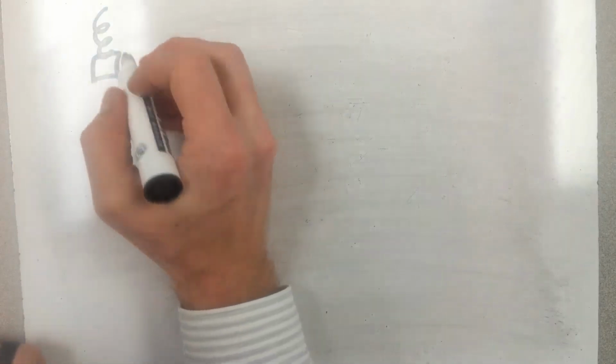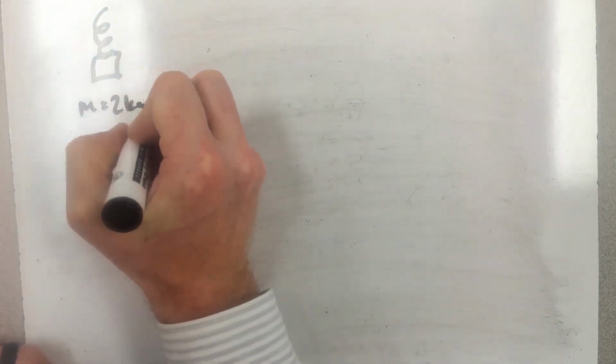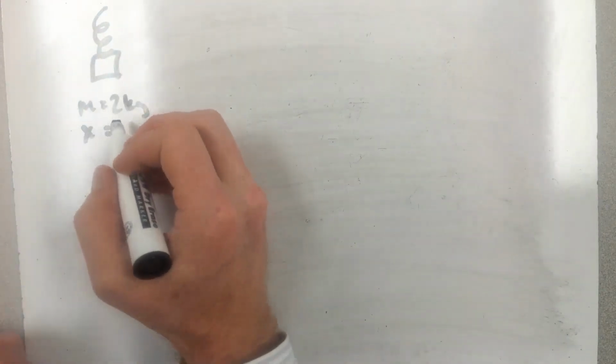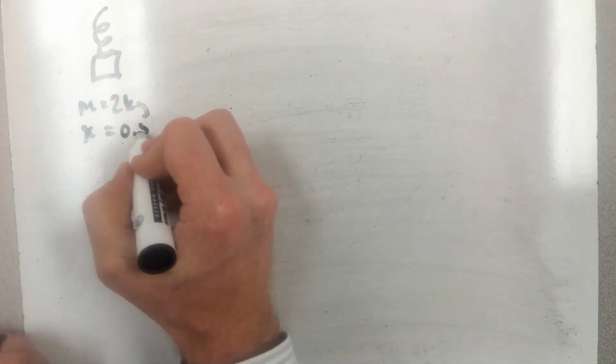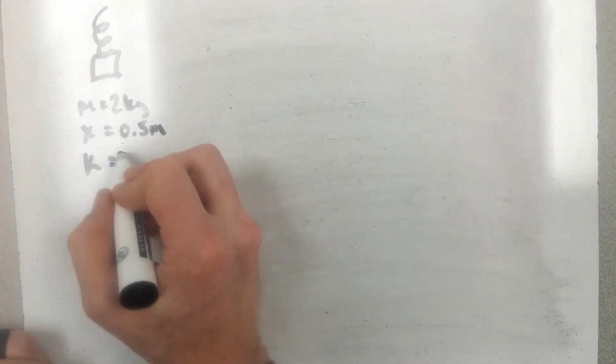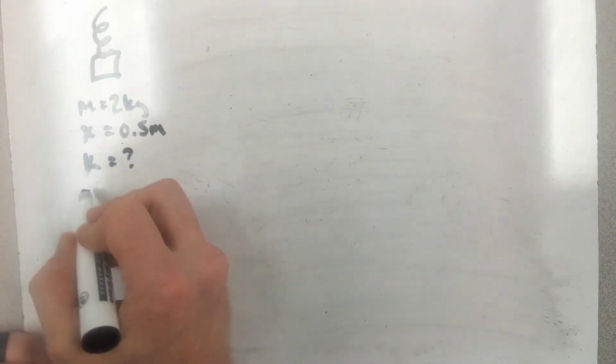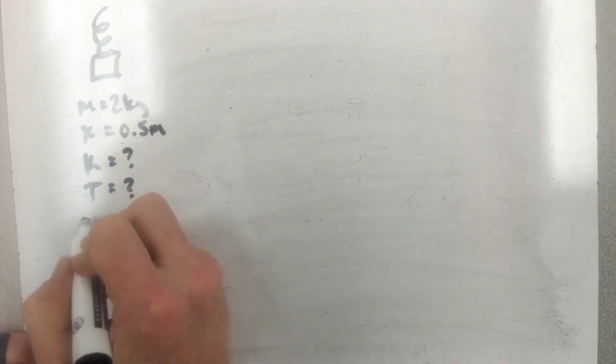So we have a 2 kilogram mass attached to a vertical spring, and the stretch of the spring is a total of 0.5 meters. I want to know what K is, what the period is, and what the frequency is. Okay, cool. And this will be my last one.